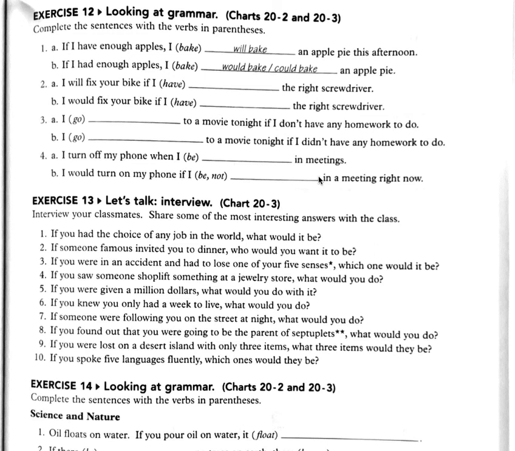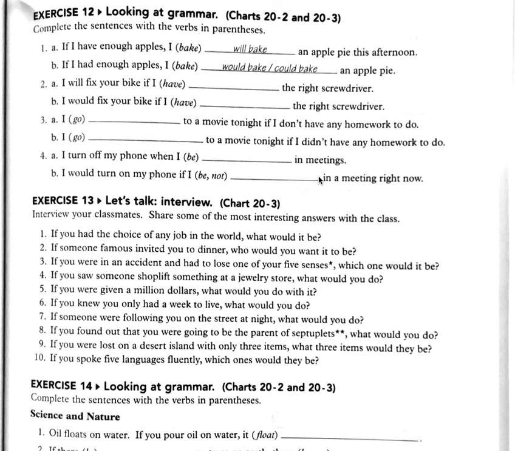Now, exercise 13. Here you can make sentences, and you're going to use unreal, contrary to fact in the present or future. Okay? So, for example, look at number 1. If you had the choice of any job in the world, what would it be? So you say, if I had the choice of any job in the world, it would be a medical doctor. Or if I had the choice of any job in the world, it would be an accountant. Whatever it is that you fancy.